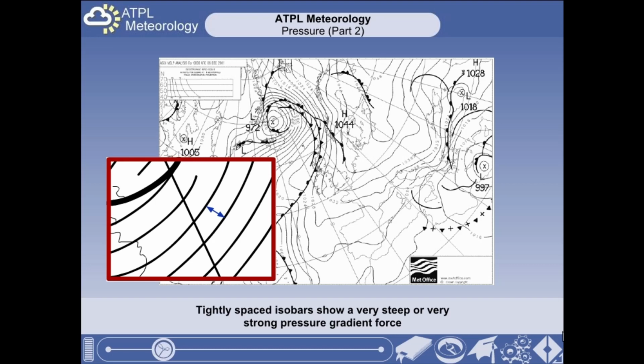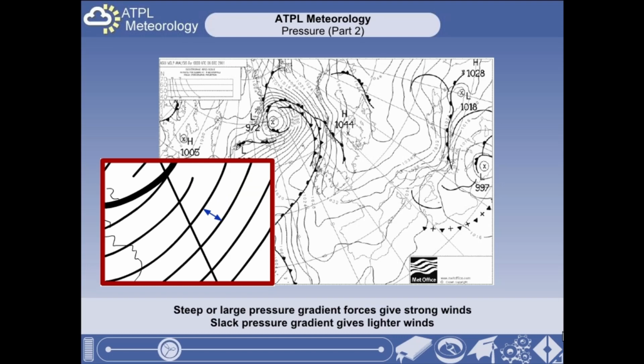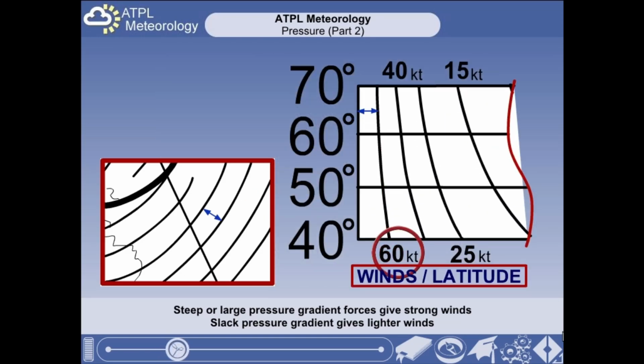Tightly spaced isobars show a very steep or strong pressure gradient. We call this force the pressure gradient force, or PGF. A large pressure gradient force means that there is large pressure change over a small area. The pressure gradient is important because it controls the velocity of air, such that if the isobars are tightly spaced, there is a large pressure gradient force and therefore strong winds.